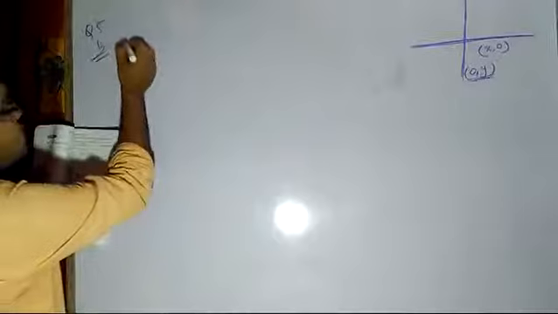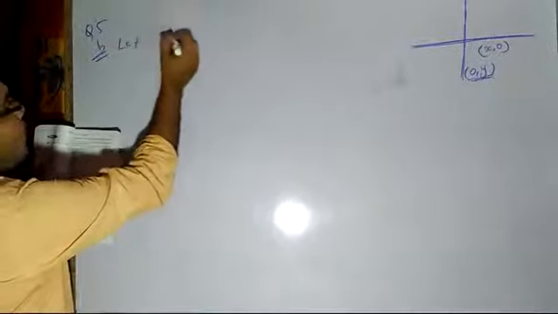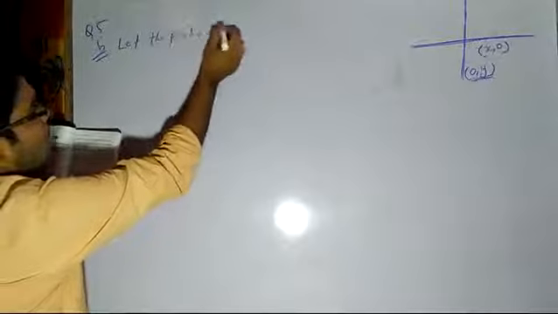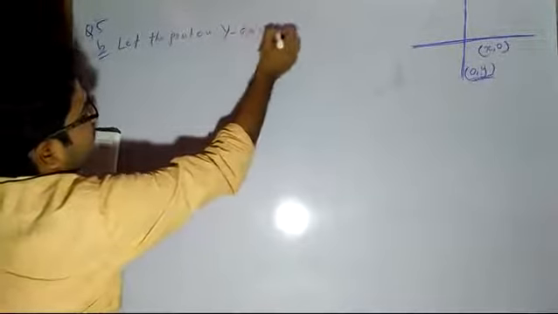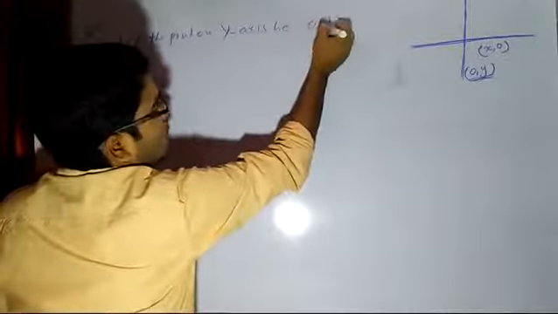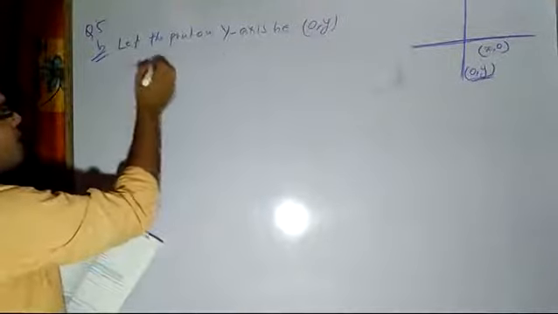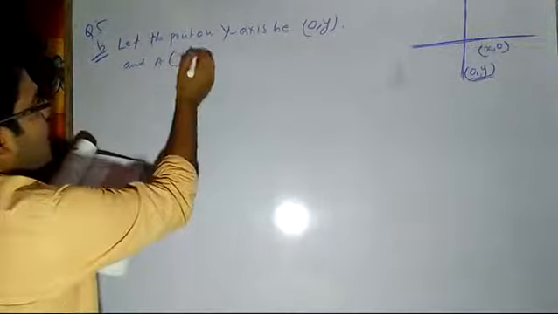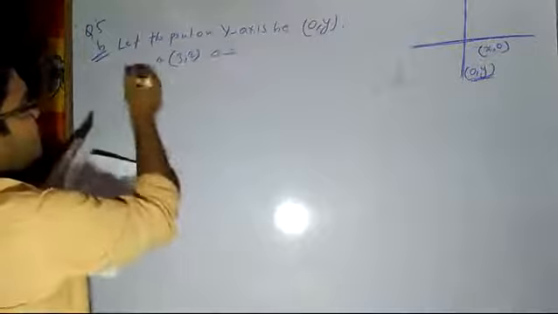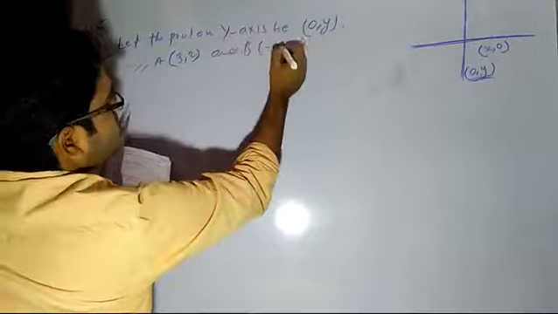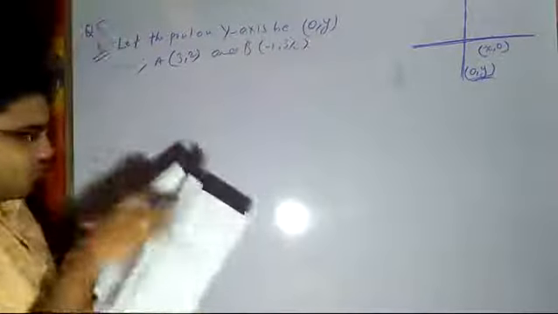So I will assume first, let the point on the y-axis be 0 comma y. I have assumed this because it is lying on the y-axis. Now this point's distance from A, and I will be assuming A as 3 comma 2 and B as minus 1 comma 3 by 2. Okay, and the ratio is 2:1.